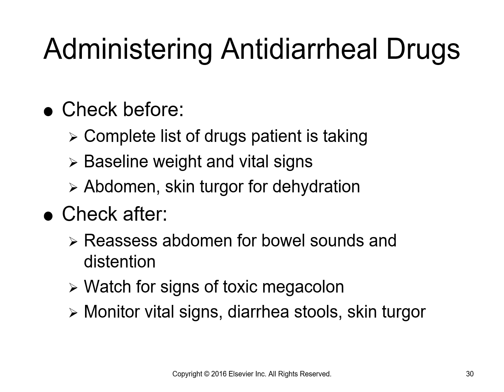So to give these antidiarrheal drugs, you have to know the complete drug list of your patient, know their baseline weight and vital signs, and assess their abdomen and skin turgor for dehydration. After giving this drug, you have to reassess their abdomen for bowel sounds and distension, and watch for signs of toxic megacolon. Monitor the vital signs, diarrhea, stools, and skin turgor as well to see if the medication is working.